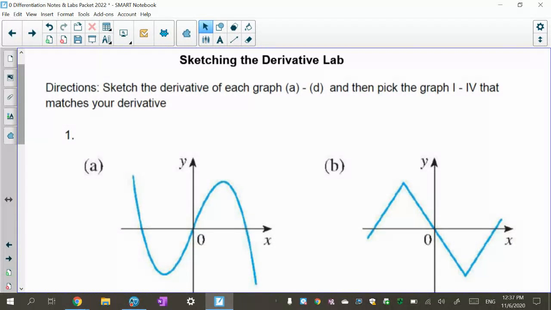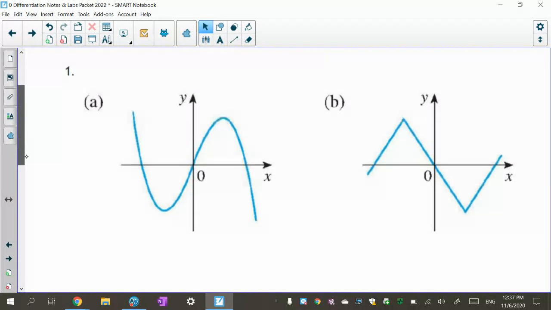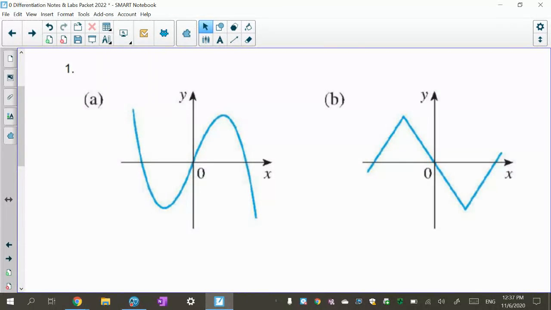So this is right in your packet, and I'm just going to get you started on this. I know we've already had your notes on this, but it's nice to practice it again. Basically, we're going to sketch the derivative of each graph and then pick the graph 1 through 4 that matches your derivative. I'm going to do A and D first, and then we'll go back and do the others.